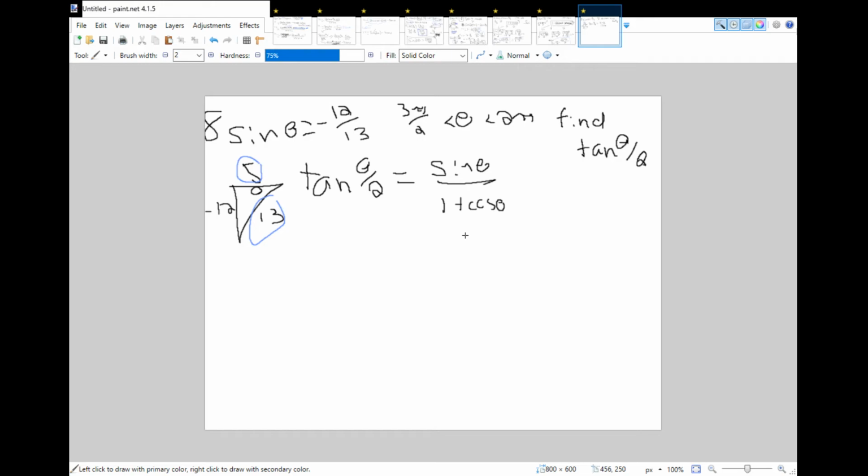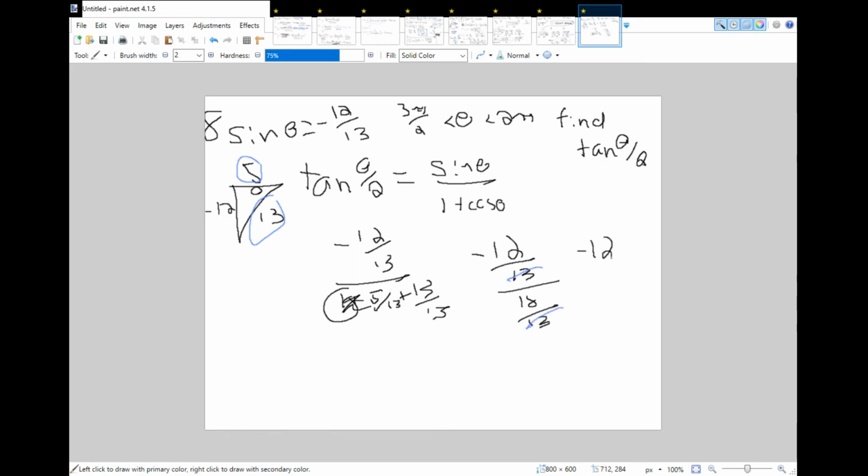Okay. So we're going to start plugging in these values. Sine of theta is negative 12 over 13, over 1 plus 5 over 13. This 1 will become 13 over 13, and you add them together. So we have negative 12 over 13 over 18 over 13. And these 13s cancel. So it'll be negative 12 over 18. Now I'm going to reduce this by 2, negative 6 over 9, and reduce by 3, negative 2 over 3. So technically this is what your answer should be.